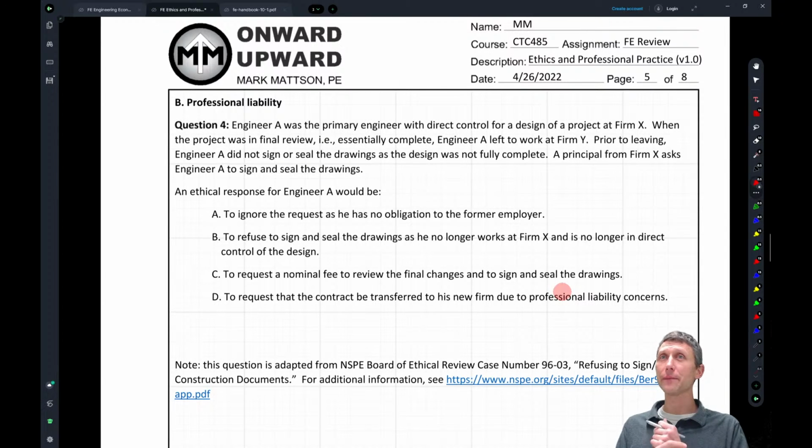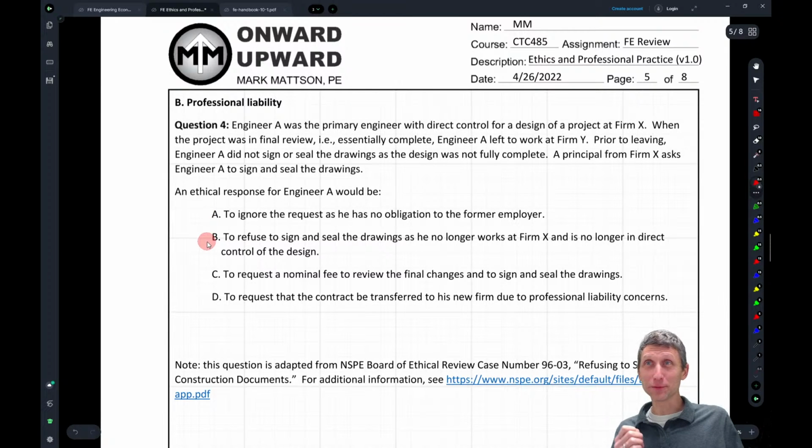But what happens? A principal from firm X asks engineer A to sign and seal the drawings. So now engineer A is working at some other firm, firm Y, right? But firm X comes back and says, hey, will you sign and seal those drawings for us because you're the engineer in charge? Well, okay, is it ethical to just ignore the request and say, sorry, buddy, I'm no longer at your firm, and you can go deal with it? Too bad.